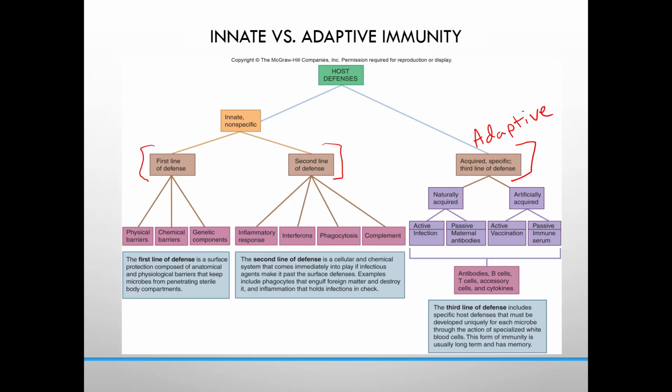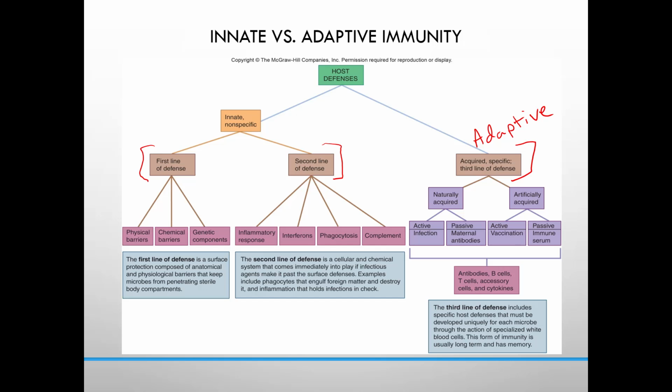And then there's genetic components. So genetic components have to do with missing certain receptors that a virus, for example, would need in order to be able to infect a person. So the first line of defense, that's just basic protection that we have. It includes the skin, our tears, our earwax, all of the secretions in our digestive tract that help prevent infection, anything on the surface or that lines body cavities that would try to prevent infection.